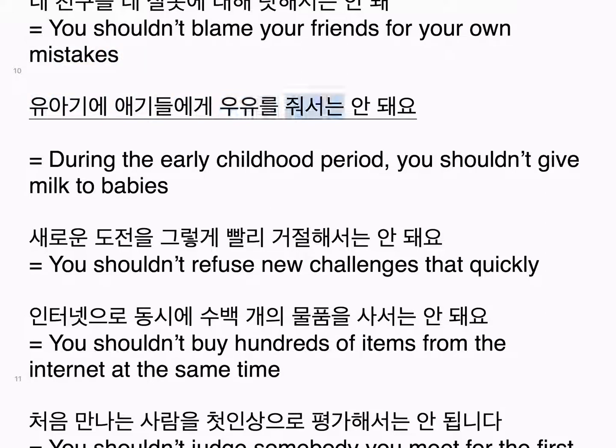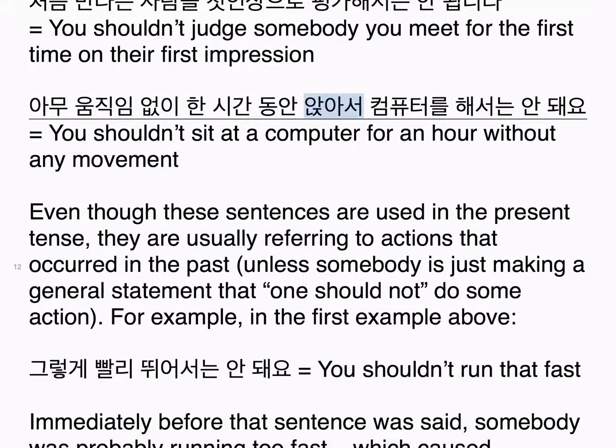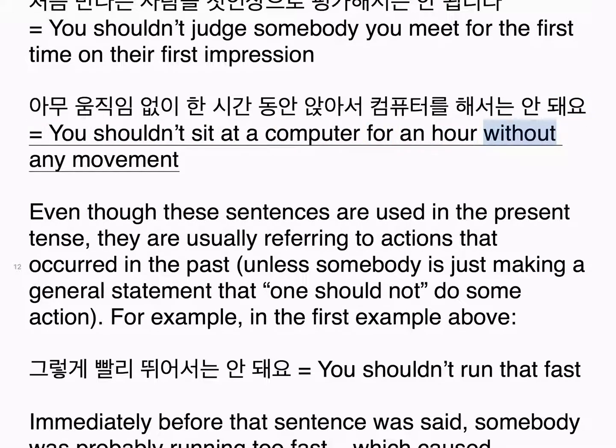유아기의 아기들에게 우유를 줘서는 안 돼요. During the early childhood period, you shouldn't give milk to babies. 새로운 도전을 그렇게 빨리 거절해서는 안 돼요. You shouldn't refuse new challenges that quickly. 인터넷으로 동시에 수백 개의 물품을 사서는 안 돼요. You shouldn't buy hundreds of items from the internet at the same time. 처음 만나는 사람을 첫인상으로 평가해서는 안 됩니다. You shouldn't judge somebody you meet for the first time on their first impression. 아무 움직임 없이 1시간 동안 앉아서 컴퓨터를 해서는 안 돼요. You shouldn't sit at a computer for an hour without any movement.